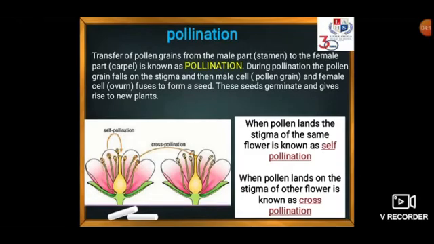When pollen lands on the stigma of the same flower, it is known as self-pollination, whereas when pollen lands on the stigma of another flower, it is known as cross-pollination. In cross-pollination, two flowers are involved, while in self-pollination only one flower is involved.